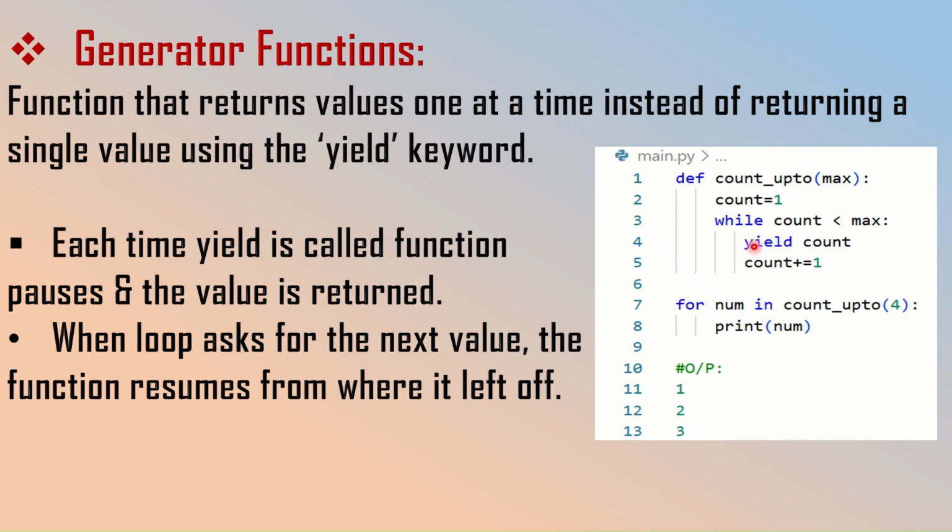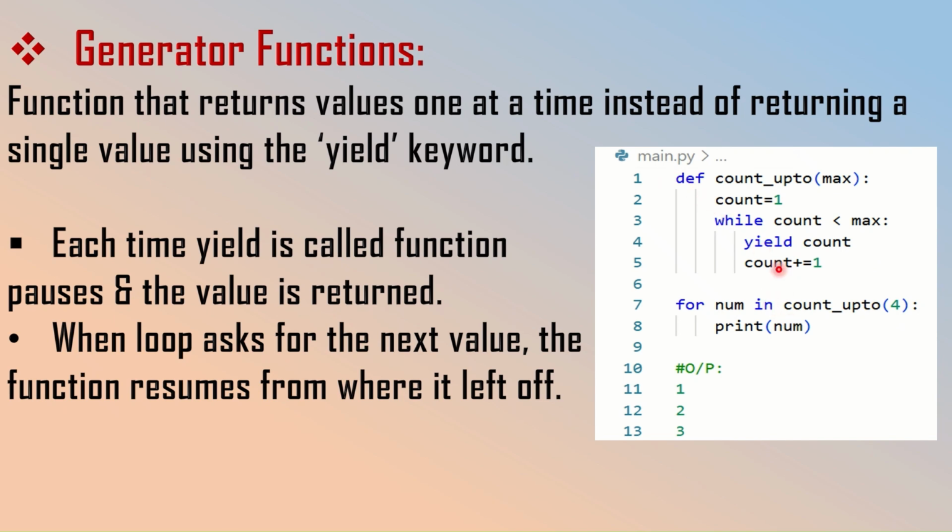Whenever the Python compiler sees this yield keyword, it pauses this function and the value is returned to this for loop. Once this for loop gets executed, meaning it prints the value of num, the for loop is ready for the next iteration. So again, in the next iteration, this function is called again. Like that, it will happen normally.